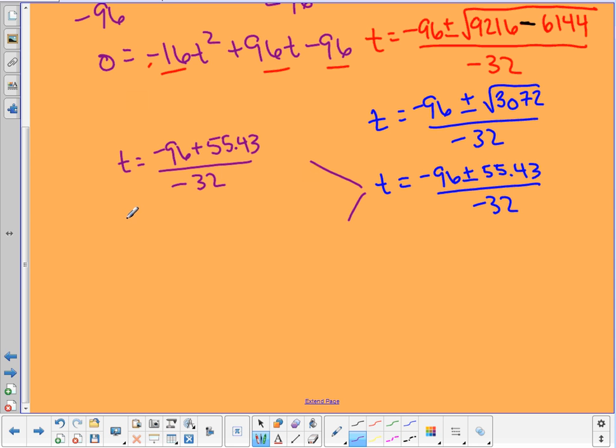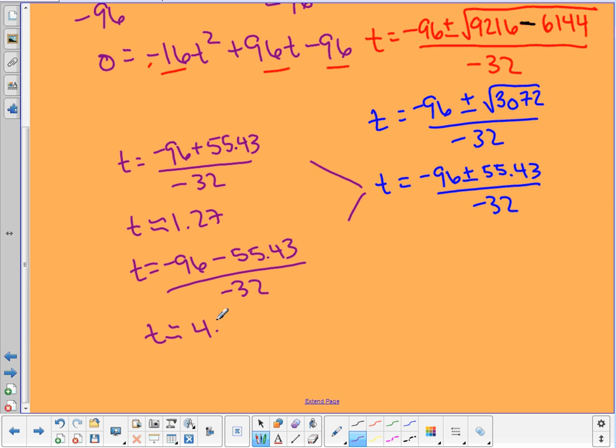When I add those two together, negative 96 plus 55.43 is still a negative number. Then I take all that and divide it by the negative 32, and I get approximately 1.27. The other one on the bottom, t is equal to negative 96 minus 55.43 all over negative 32. That's going to give me t is approximately 4.73. So I've got two possible answers here, and both of them were positive seconds. Now, let's think about what that might mean.